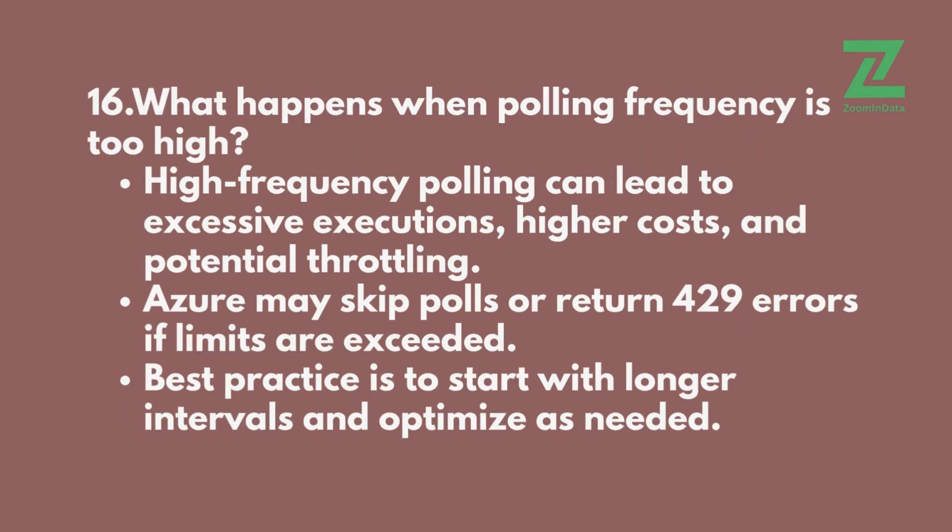What happens when polling frequency is too high? High-frequency polling can lead to excessive executions, higher costs, and potential throttling. Azure may skip polls or return 429 errors if limits are exceeded. Best practice is to start with longer intervals and optimize as needed.